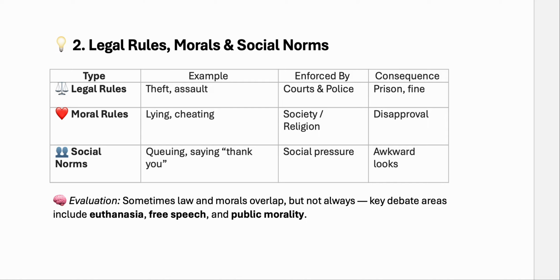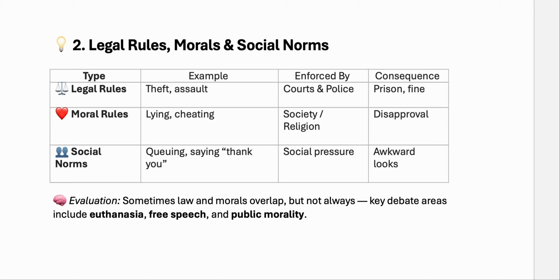So let's take a look at some legal rules and how they differ from moral rules and social norms as well. To start with, we've got legal rules. These are the official rules made by parliaments or courts. And if you break one, you could be fined or sent to prison. So theft and assault are really good examples there.